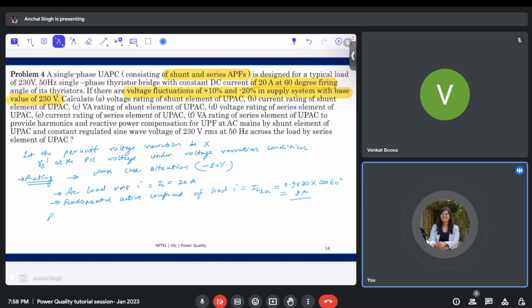So the active power, fundamental active power that is consumed by the load is given as Vs into IL1A. So Vs, we know it's 230 into 9, which will give us 2070 watts. Now let us calculate the supply voltage under maximum dip condition.